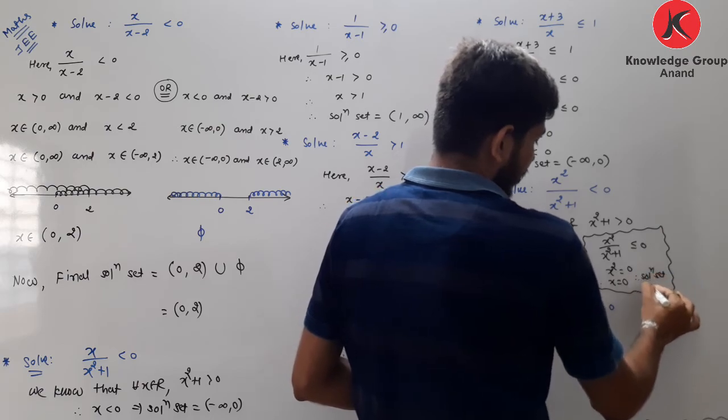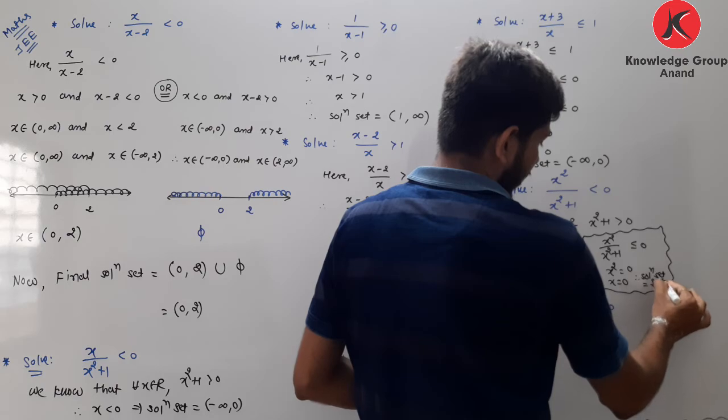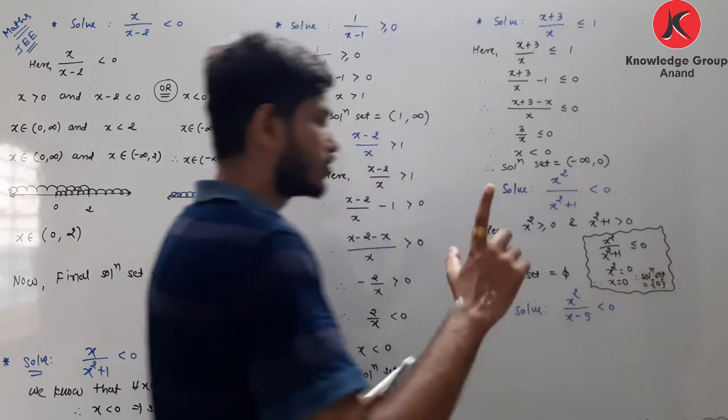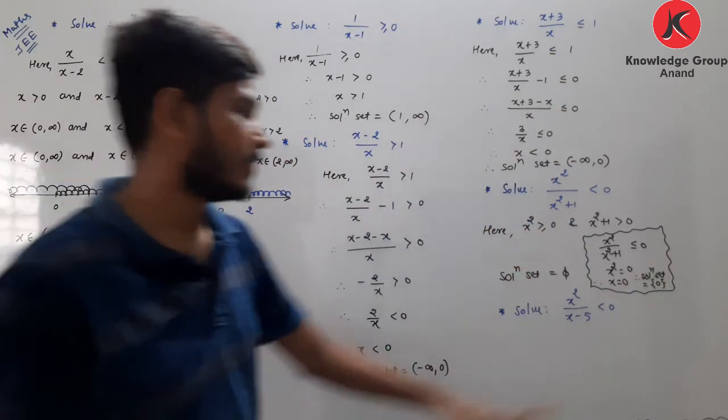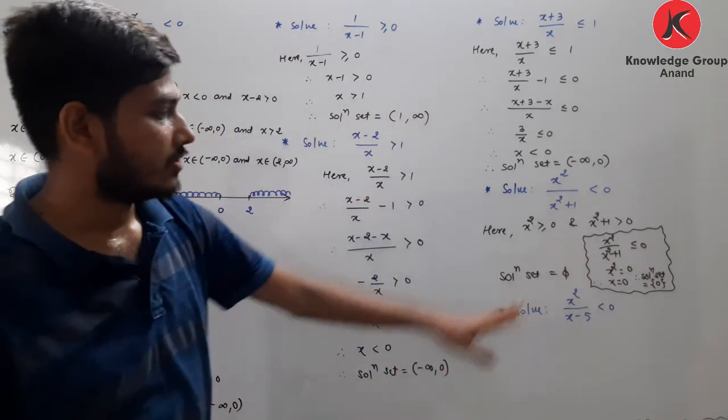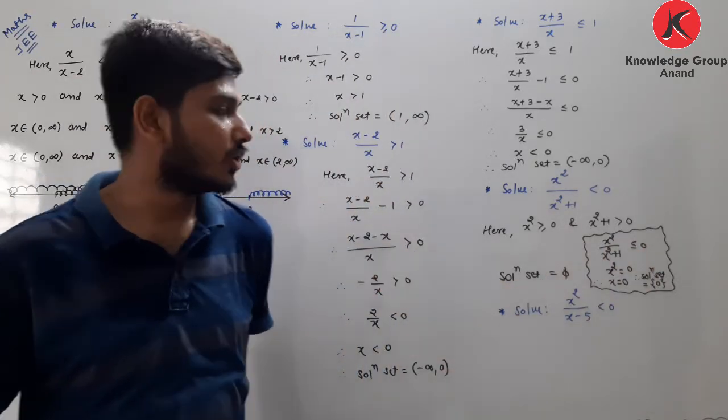So the solution set equals the curly bracket 0. There is only one solution, a singleton set. 0 is here. Okay. So this is our solution set for this case.